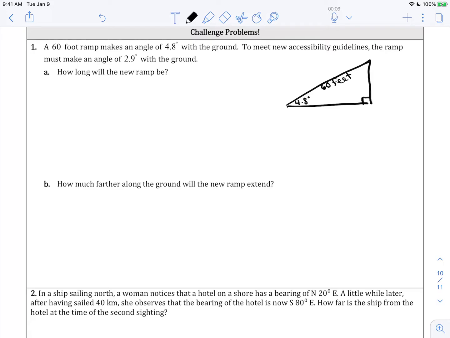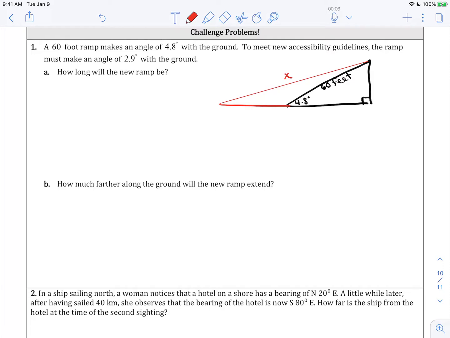To meet new accessibility guidelines, the ramp must make an angle of 2.9 degrees with the ground. So now we need to adjust this ramp. Well, it's still going to the same place, right? So it's now coming like this and still going right along the same ground. So a ramp looks something like this. How long will the new ramp be? So we want to find this length. Now, we don't have a lot labeled here. We're going to have to fill some different things in.